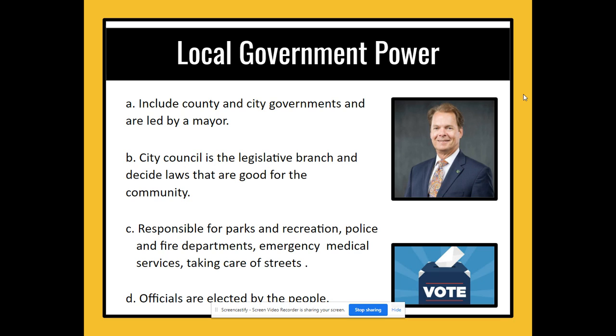So that helps us understand a little bit more about the jobs of the executive, legislative, and judicial branch, as well as breaks down how that affects our country, state, and local level government power.